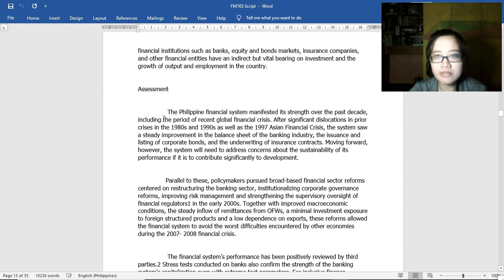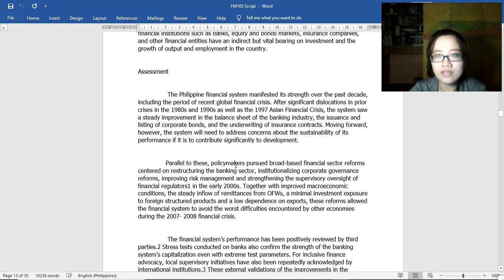The Philippine financial system manifested its strength over the past decade, including the period of the recent global financial crisis. After significant dislocations in prior crises in the 1980s and 1990s, as well as the 1997 Asian financial crisis, the system saw a steady improvement in the balance sheet of the banking industry, the issuance and listing of corporate bonds, and the underwriting of insurance contracts. Moving forward, however, the system will need to address concerns about the sustainability of its performance if it is to contribute significantly to development.